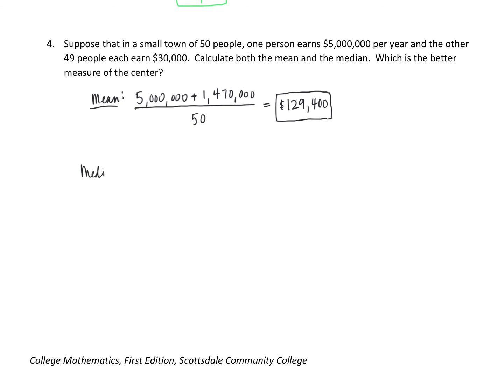Next, we want to find the median. So the median will be the middle. Since they're all 30,000 except the 5 million, the median is definitely going to be 30,000. So if the mayor said, hey, the median household income is 30,000, that's actually a very good representation because, again, everyone except the one person makes $30,000 a year. So in this case, the better measure of the center would be the median.